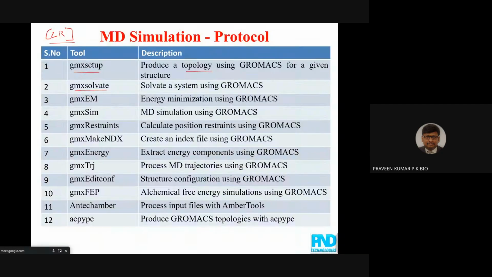So if you are using a gaseous molecule kind of simulation, then air is used as a control system. Okay, so we first solve a system using GROMACS, with GMX EM for energy minimization and GMX SIM for MD simulation. GMX restraints calculates position restraints. And these are the kinds of commands I have shown.